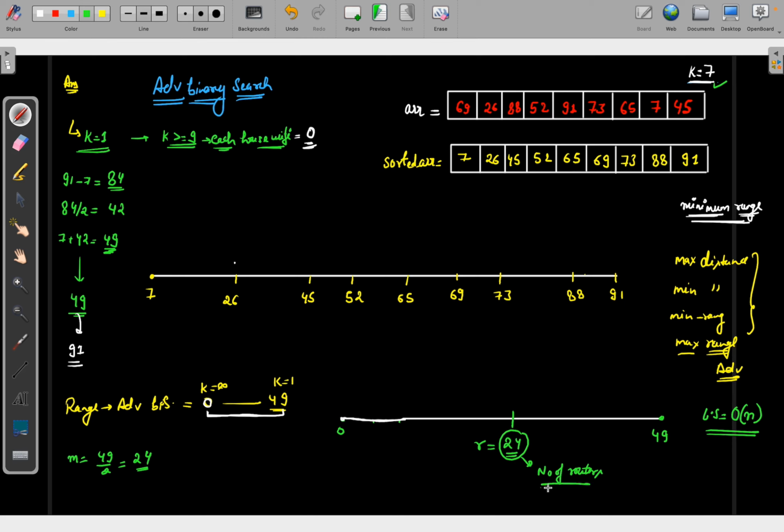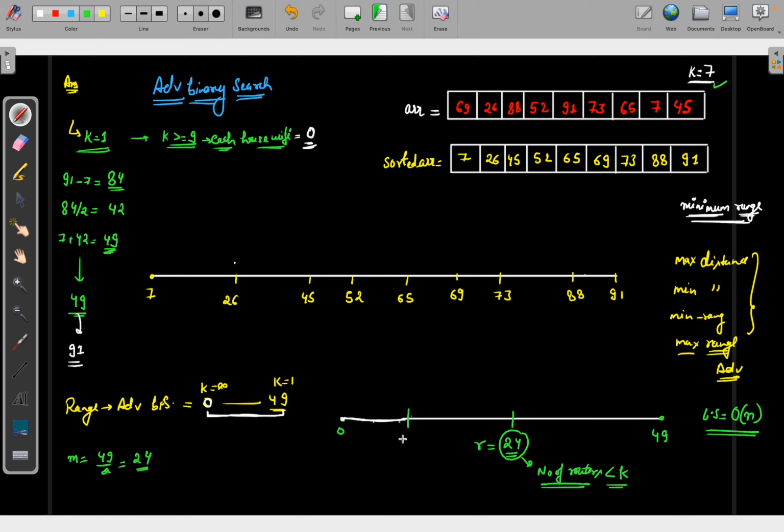Number of routers will be required. If the number of routers is greater than k, or basically not greater, if the number of routers is less than k, that means I can simply decrease my range. Think like a real problem. You are getting a range of 24, and the number of routers required is less than k, basically less than 7. What you will do, you will decrease it further.